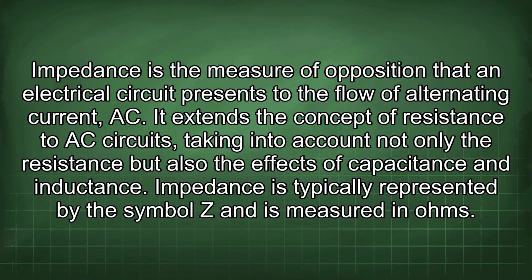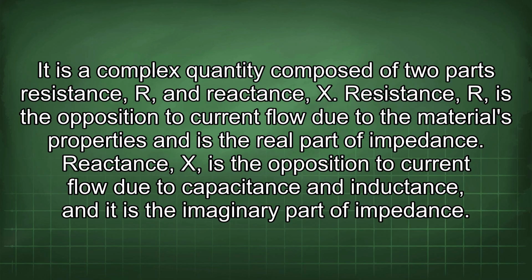Impedance is the measure of opposition that an electrical circuit presents to the flow of alternating current, AC. It extends the concept of resistance to AC circuits, taking into account not only the resistance but also the effects of capacitance and inductance. Impedance is typically represented by the symbol Z and is measured in ohms. It is a complex quantity composed of two parts: resistance, R, and reactance, X.